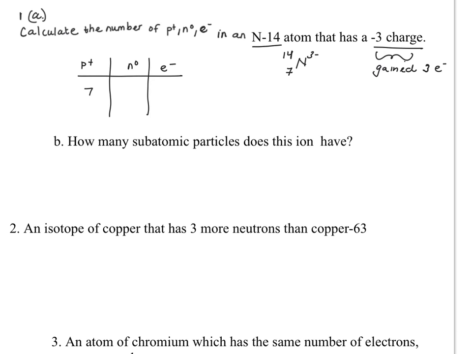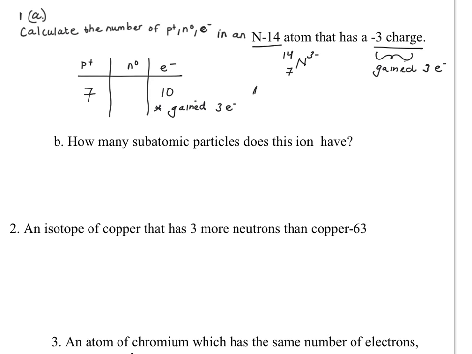Our number of protons is 7 from the periodic table. Since it has gained 3 electrons, we take 7 plus 3, and now it will have 10 electrons because it has a -3 charge.